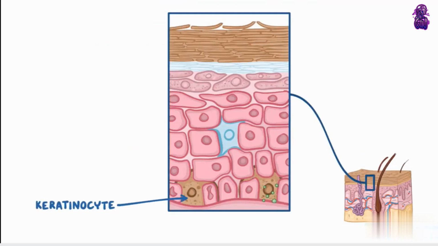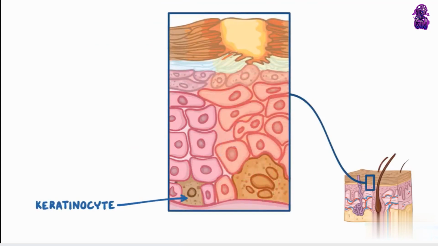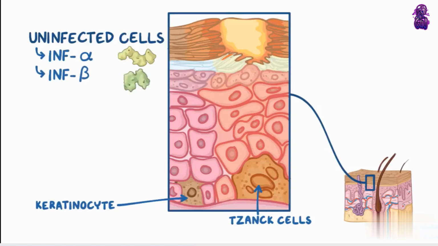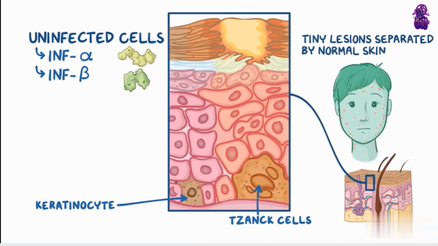The infection spreads through the skin, going directly from cell to cell. Sometimes the infected keratinocytes start to fuse together and create giant multinucleated cells called Tzanck cells. Uninfected cells start secreting interferons alpha and beta, which inhibit viral protein synthesis and protect those cells from getting infected. As a result, we get tiny lesions on the skin separated by normal areas of skin.